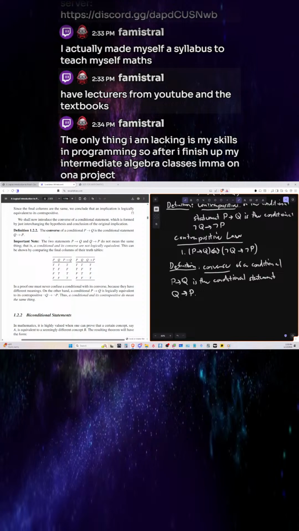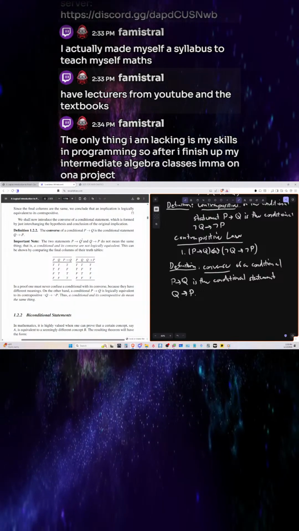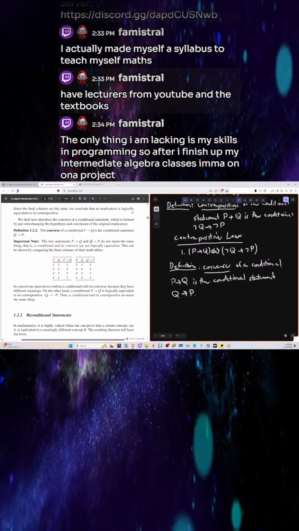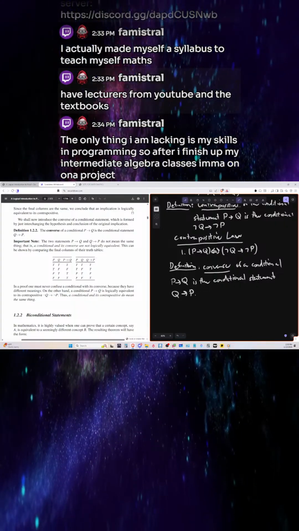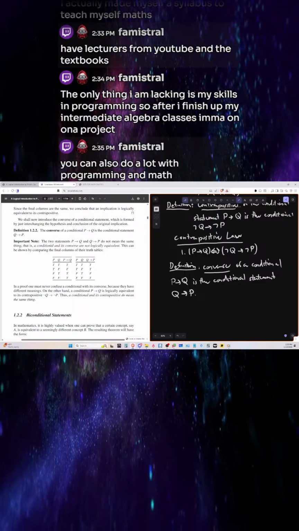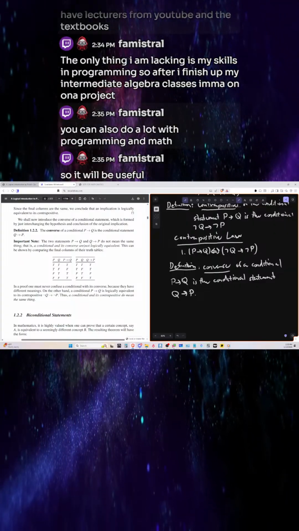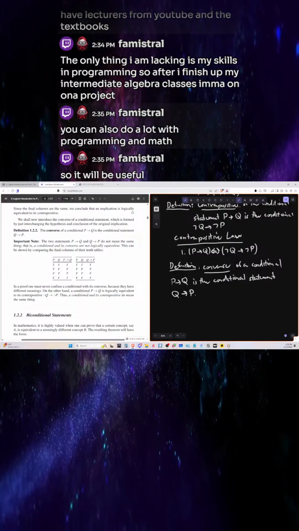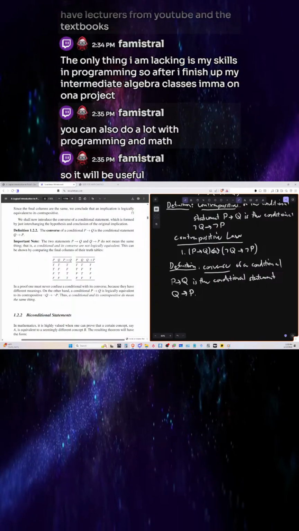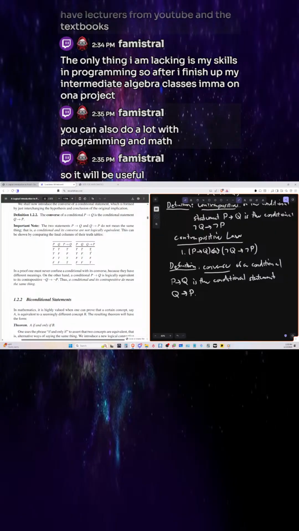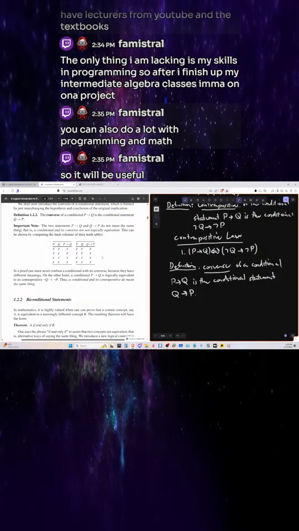Okay, important note: two statements P and Q, P implies Q and Q implies P, do not mean the same thing. That is a conditional and its converse, which are not logically equivalent. Okay, this can be shown by comparing the final columns of the truth tables.